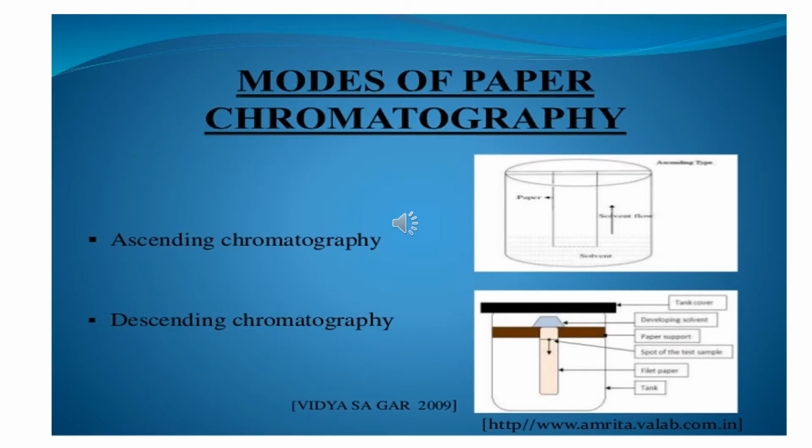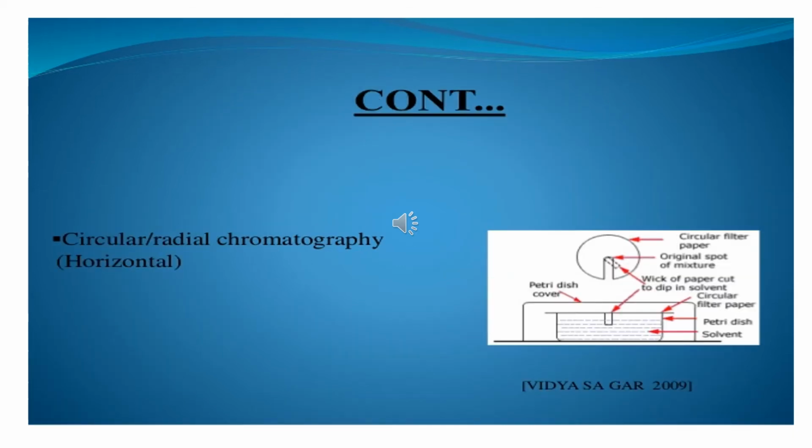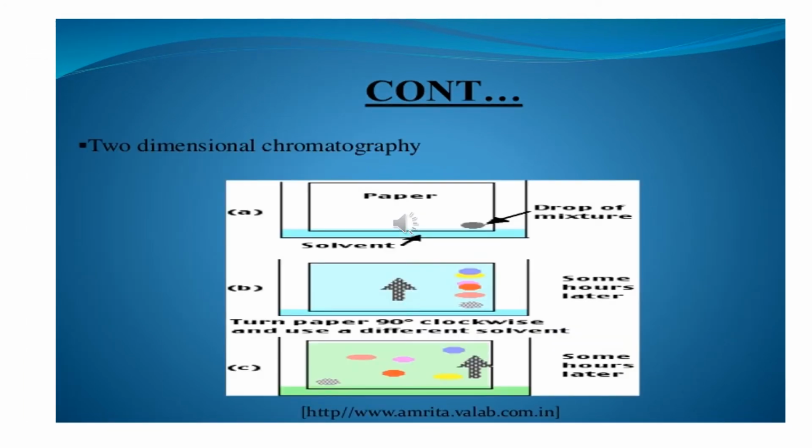Modes of paper chromatography: first is ascending chromatography and second is descending chromatography. Third is circular or radial chromatography. Then the next one is two-dimensional chromatography.